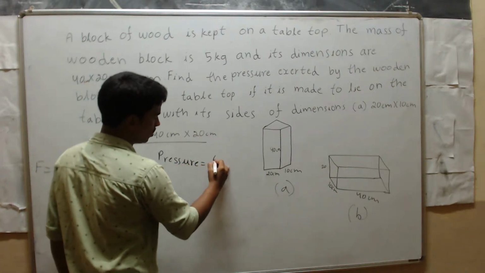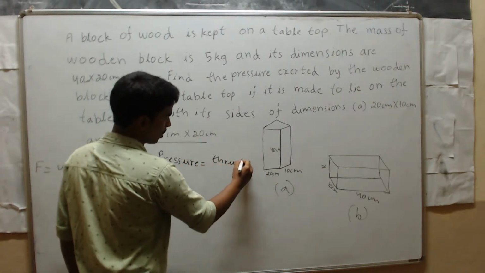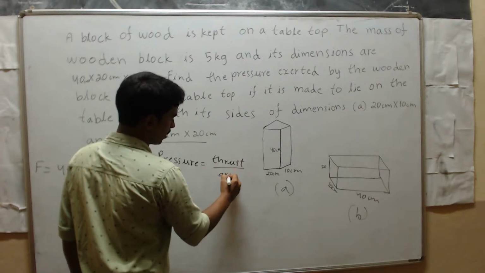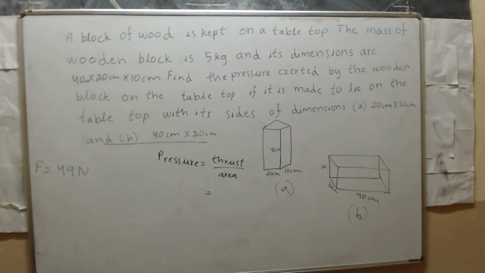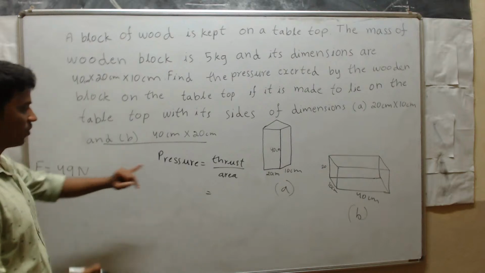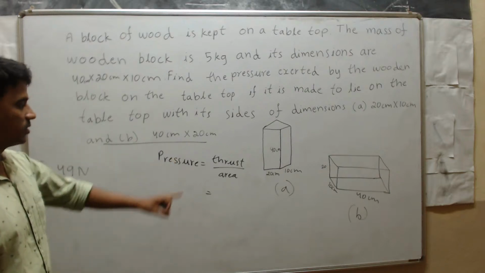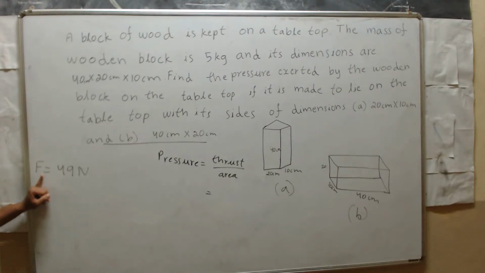Pressure is equal to thrust by area. Correct? So what is thrust? Thrust means downward force. It should be perpendicular to the surface. Correct? Yes, sir. That force is 49 Newton. Okay? So thrust is equal to force, right?